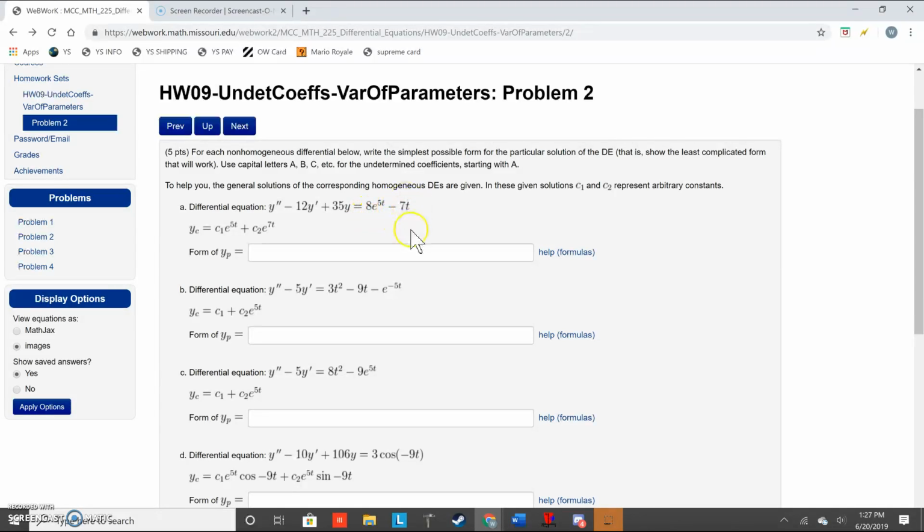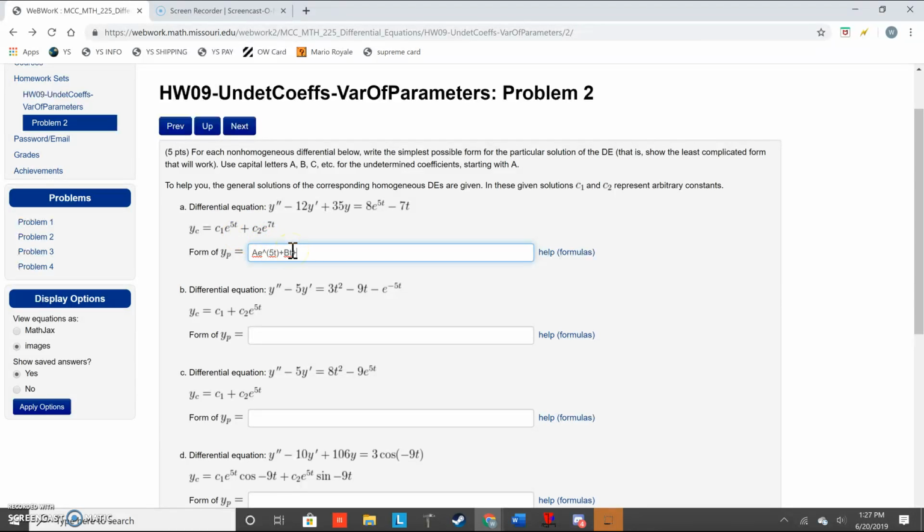Since there's a 7t right here, we're going to have one of those at plus b terms. And then for the e to the 5t, we're going to have to do one of the ae to the 5t terms right here. So first, let's do the first term, 8e to the 5t. The representation would be ae to the 5t, with the a being a constant. And then for the 7t over here, once again we're going to do the at plus b form.